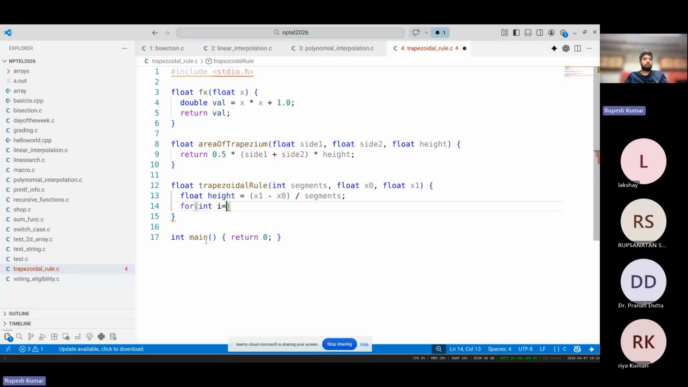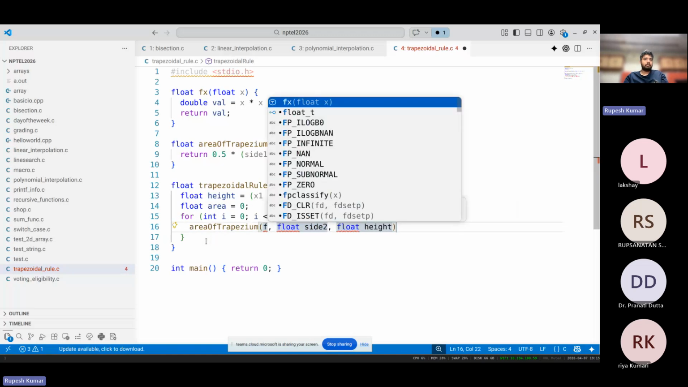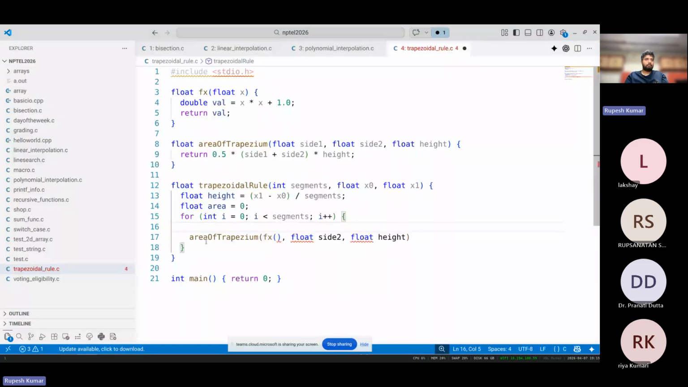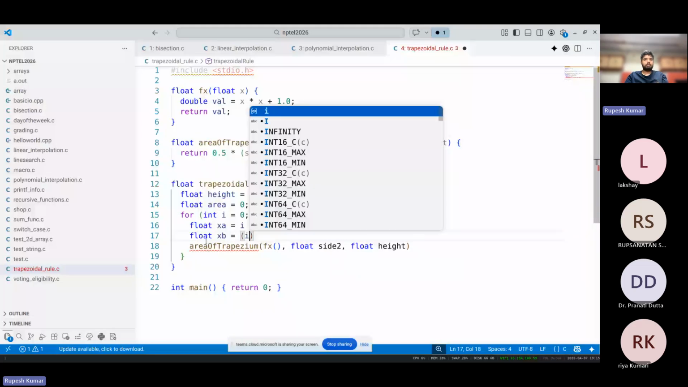Now for int i equals 0, i is less than segments, i plus plus. For each segment, what you can do is compute. So let's create another variable, area, here and set it to 0, right? Now for each segment, you can compute the area of the trapezium. So side one would be f of x, so now I need to define float xa. xa would be i into height, right? Float xb would be i plus 1 into height, right?